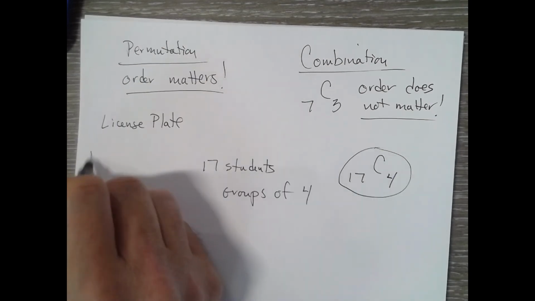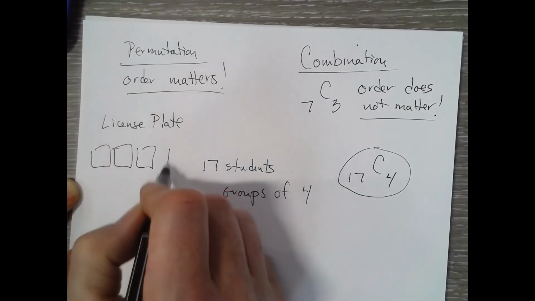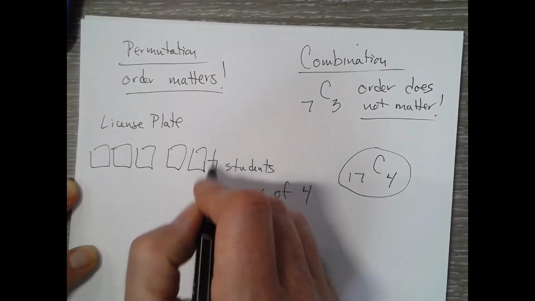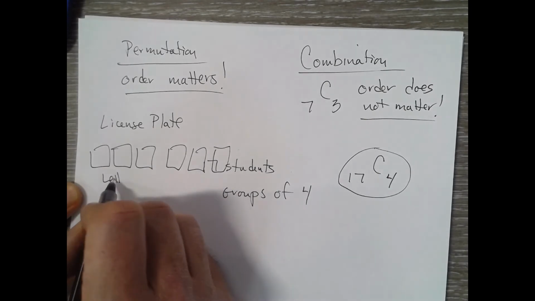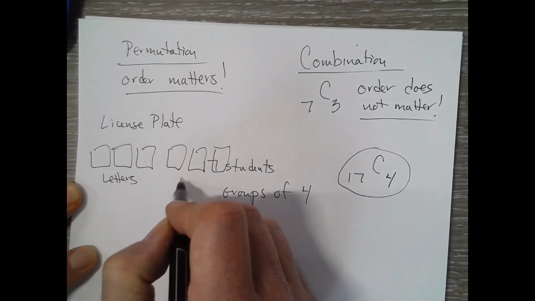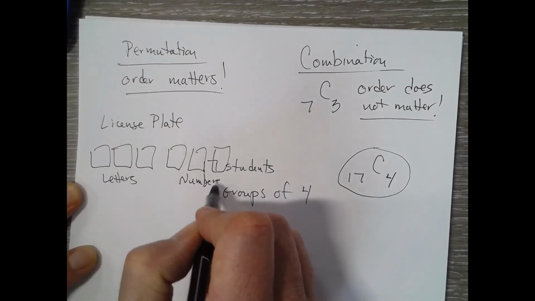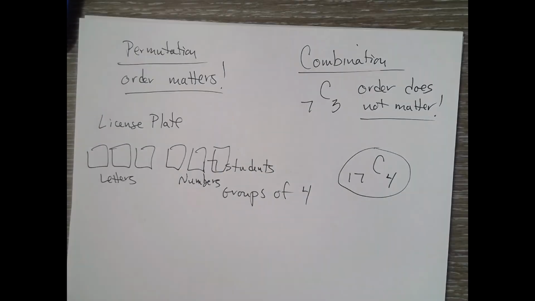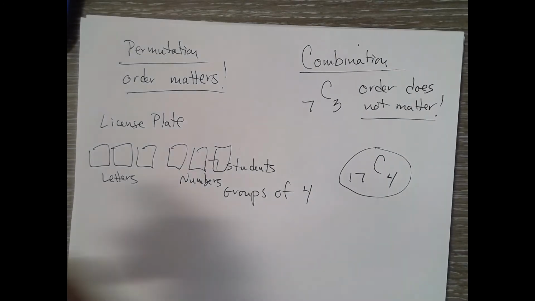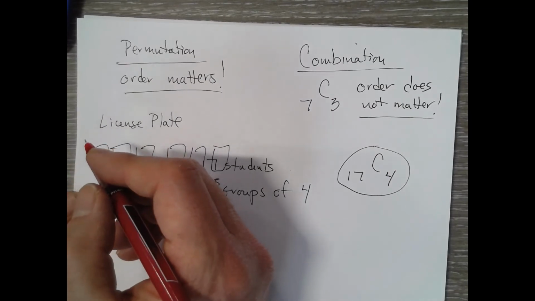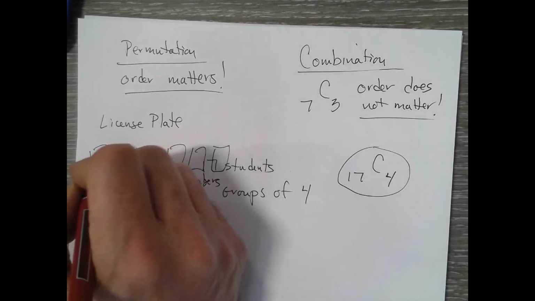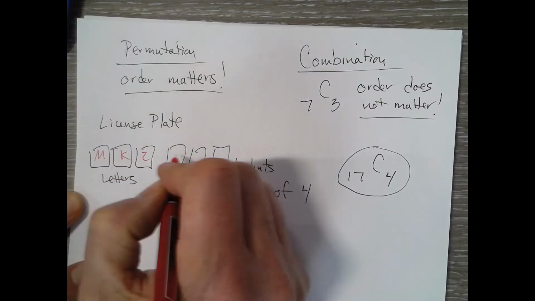And the license plate, we'll say 3 letters and then 3 numbers. My first car ever was a beautiful 1983 silver Subaru station wagon, and its license plate is MKZ889. It's a true story.